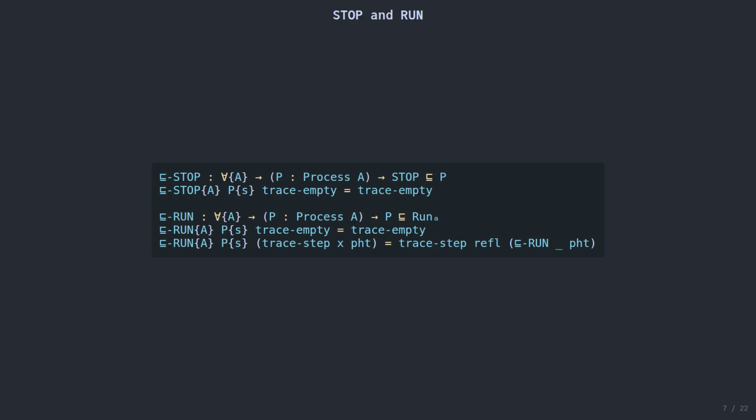Let us establish a couple of basic theorems about this ordering. The first one is immediate. The stop process is below every other process. This is because stop has only one trace, the empty trace, and every process has the empty trace. Similarly, every process is below the run process. Run can perform any event at any time, so it contains every possible trace. If a trace belongs to P, it certainly belongs to run. These two results give us the smallest and largest elements of the ordering: stop at the bottom and run at the top.